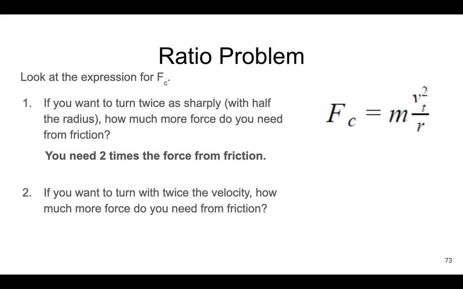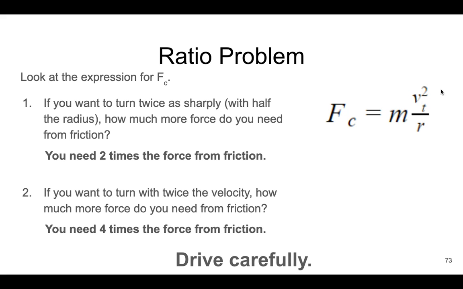Now, if you wanted to turn with twice the velocity, how much more force would you need? Well, look back at this expression. If I double v, what's going to happen to this? Does centripetal force double? No, it actually goes up by double squared. It goes up by a factor of 4. Because if v gets doubled and that whole thing gets squared, then I have 2 times 2 times v squared. So yeah, you need 4 times the force of friction.